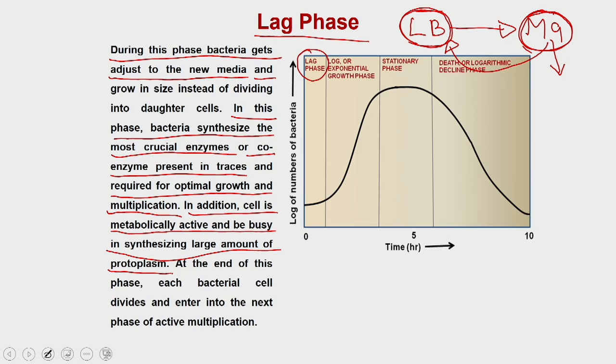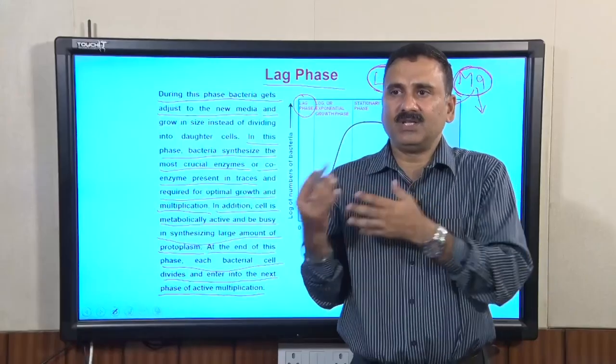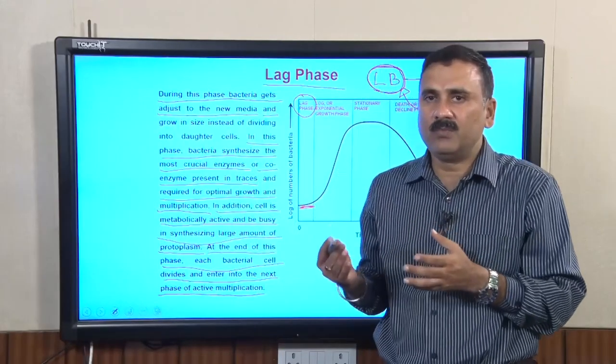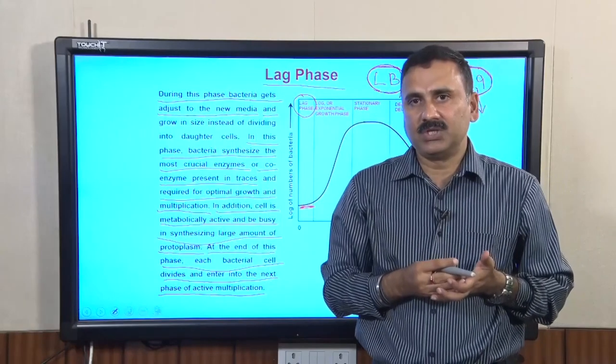At the end of this phase, each bacterial cell will divide and enter into the next phase of active multiplication, which is called the log phase. In this particular phase, the bacteria will only adjust to the new environment, whether it is a rich environment or poor growth conditions.